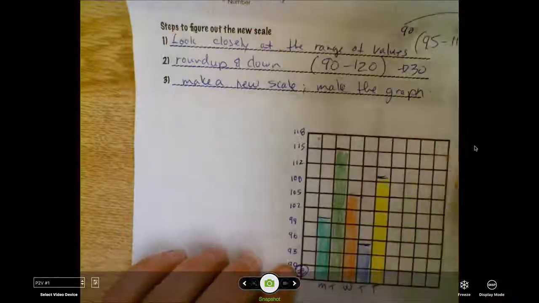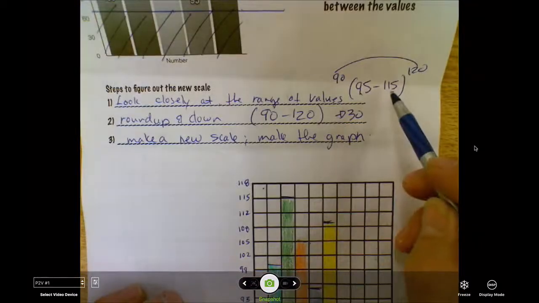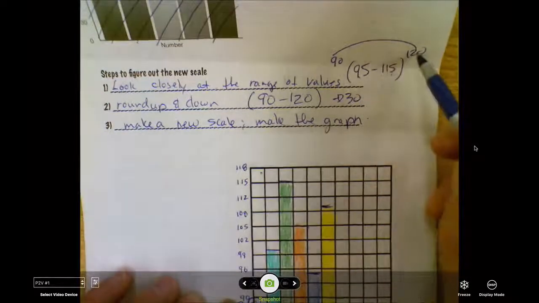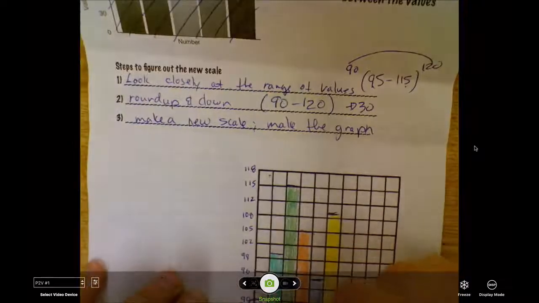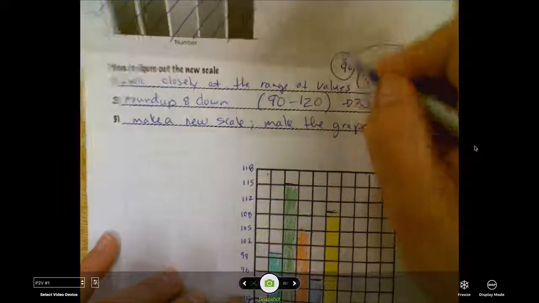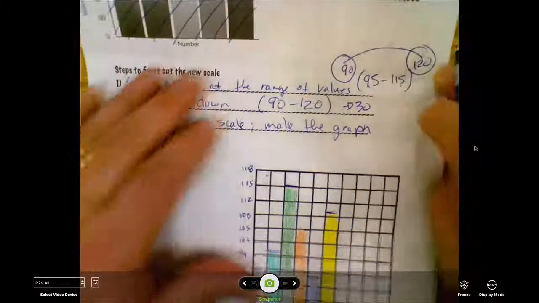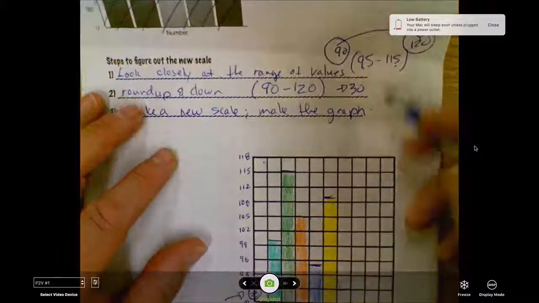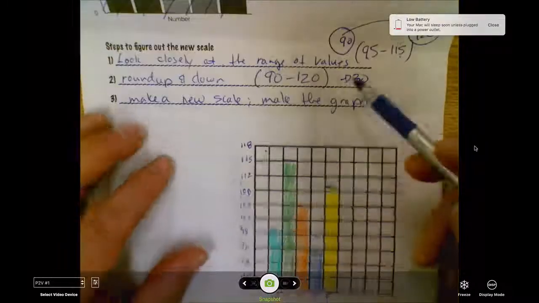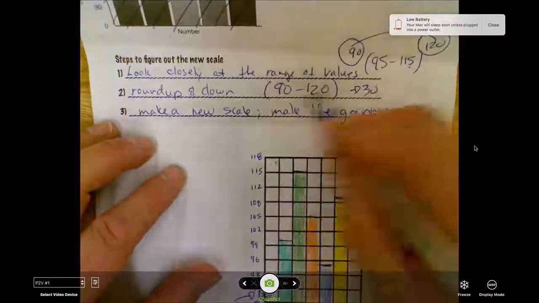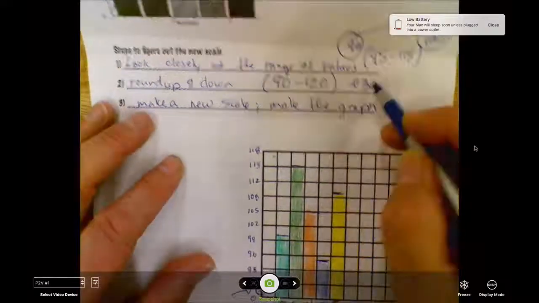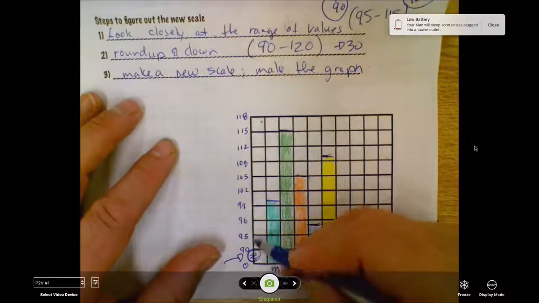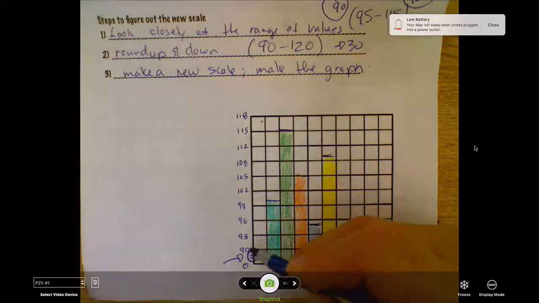Again, one of the steps, I looked at the values, 95 to 115. I rounded up and down a little bit. So that gave me, I need my scale to go from about 90 to about 120. And I'm cutting off all the other parts I don't need. My range of values was about 30. So that meant if I made 10 steps, it would be about 3 per step approximately.